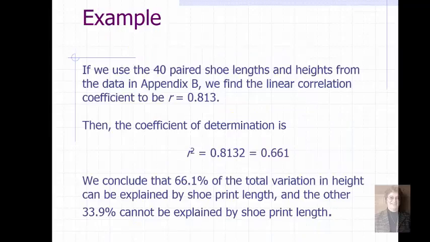So here we go back, and we're going to look at the 40 shoe lengths, not the 5 that we used in the previous section, but we're going to take all 40 that were in Appendix B, and we get an R value of 0.813. So we square that, and we can say that 66.1% of the total variation in height can be explained by the shoe print length, but the other 33.9% cannot be explained by the shoe print length. The other 33% is due to other factors.